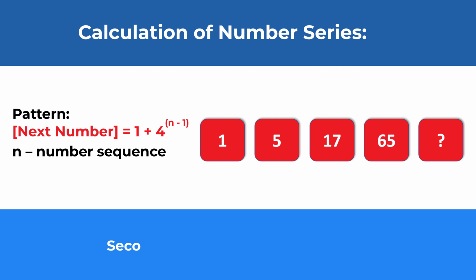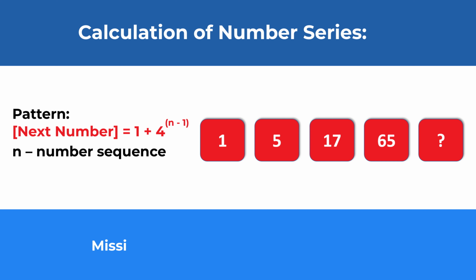The second number is calculated as 1 plus 4 in the power of (2 minus 1), which is equivalent to 1 plus 4 and equals 5. The third number is calculated as 1 plus 4 in the power of (3 minus 1), which is 1 plus 4 in the power of 2, which is 16, which equals 17. The fourth number is calculated as 1 plus 4 in the power of (4 minus 1), which equals 1 plus 64 and equals 65.